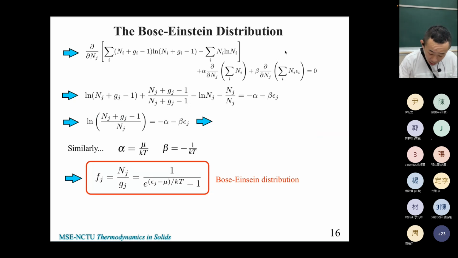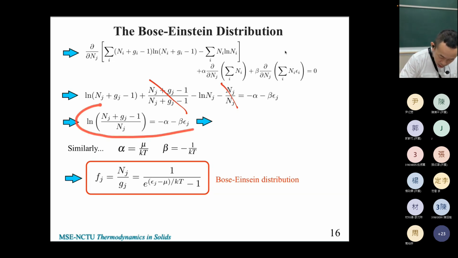Yeah, nothing to say. And the Bose-Einstein distribution looks like that. And again, we can cancel each other like this. And then you can get this equation.